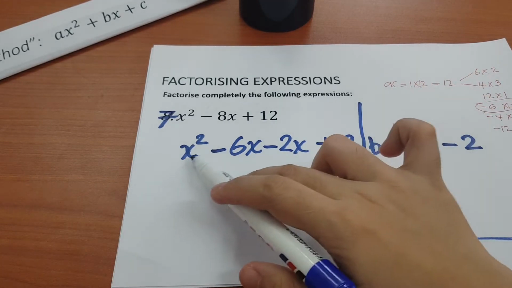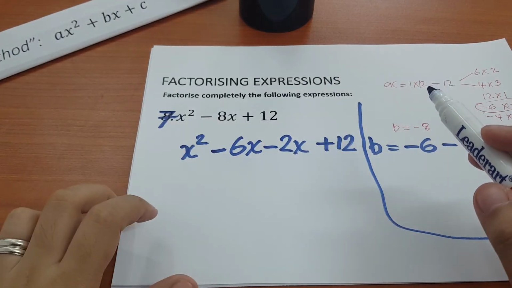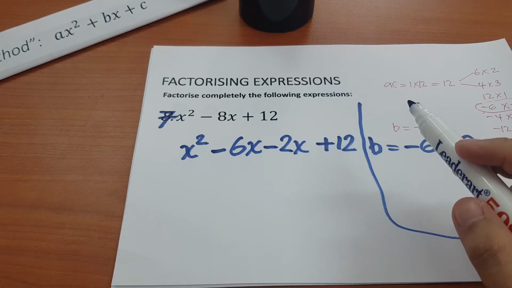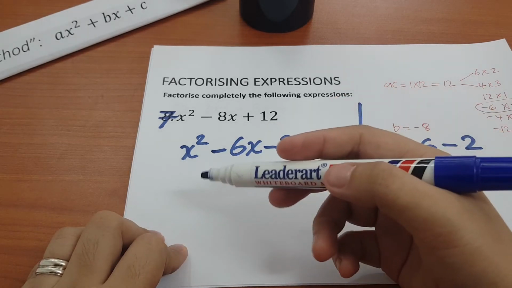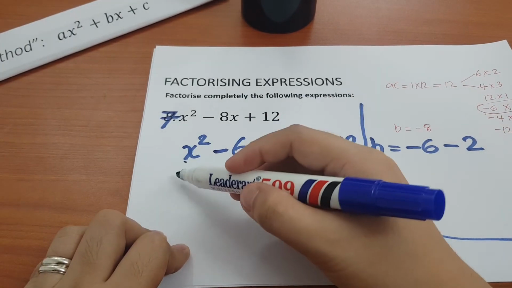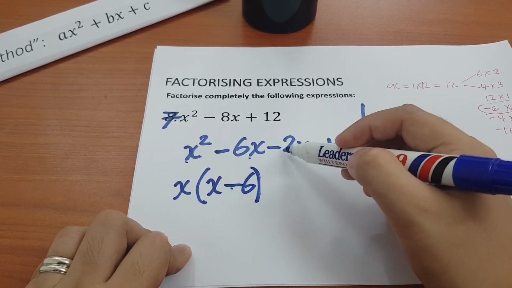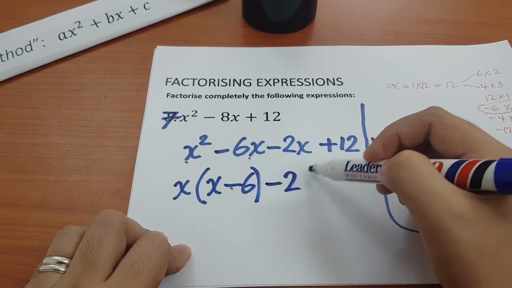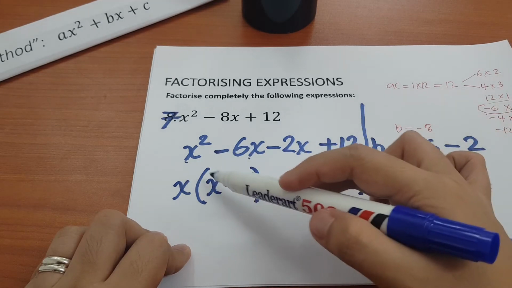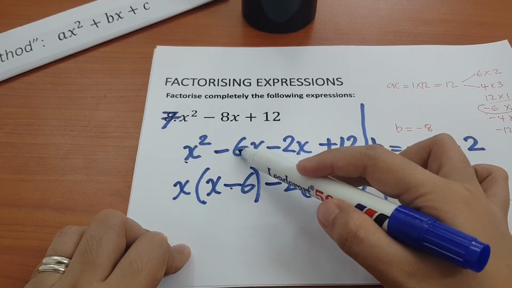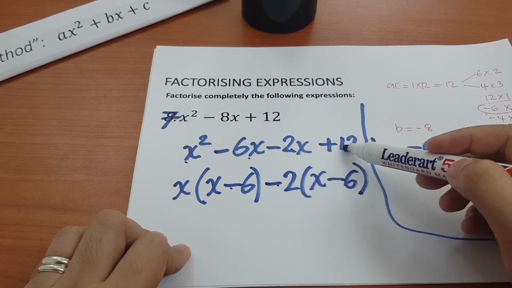Next, you take the common here, so you divide them into two parts, this part and this part. Okay, so let's continue. What is the common here? You have x. So the remaining is x minus 6. The common between these two is minus 2, x minus 6. So if you check, x times x squared, x times minus 6 is minus 6x, minus 2 times x is minus 2x, minus 2 times minus 6 is positive 12.